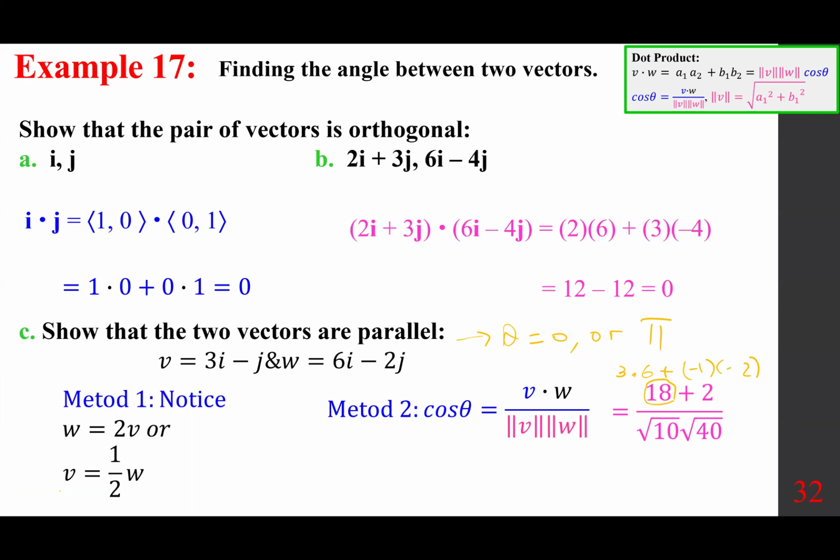And this one is 3 squared and negative 1 squared. This one is 6 squared and negative 2 squared. Very straightforward. So the numerator is 20, the denominator is square root of 400. As you know, square root of 400 is 20. The answer is 1. And if cosine theta is 1, then theta must be cosine inverse of 1, which is 0. So pretty straightforward, everybody.